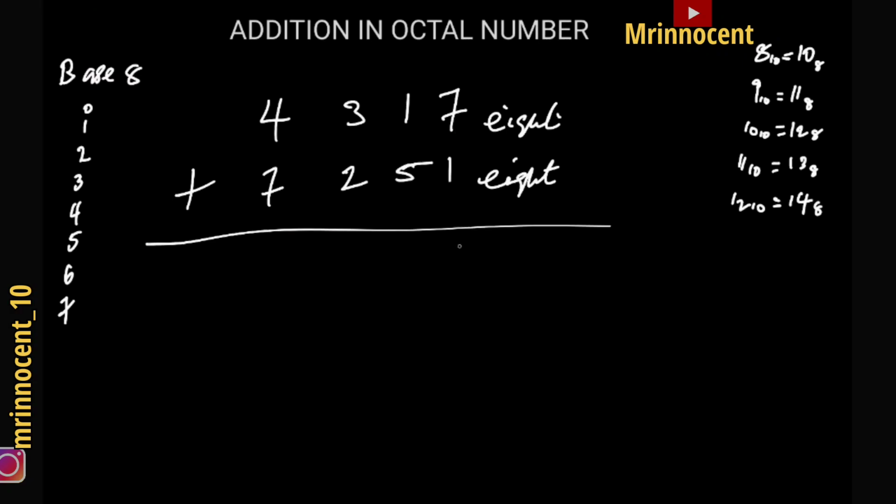7 plus 1 is 8, and 8 in base 8 is 10, so 0 carry 1. 1 plus 5 is 6, and 6 plus 1 is 7, and 7 in base 8 is 7. 2 plus 2 is 4, and 4 in base 8 is 4. 4 plus 7 is 11, and 11 in base 8 is 13, so 3, carry 1, bring it down. The answer is 13570 in base 8.